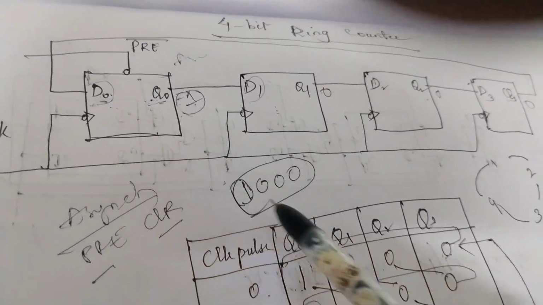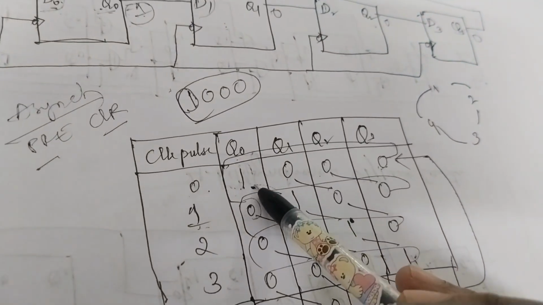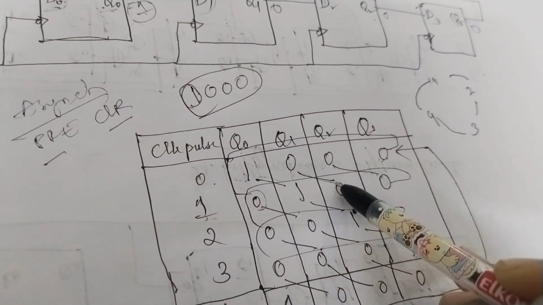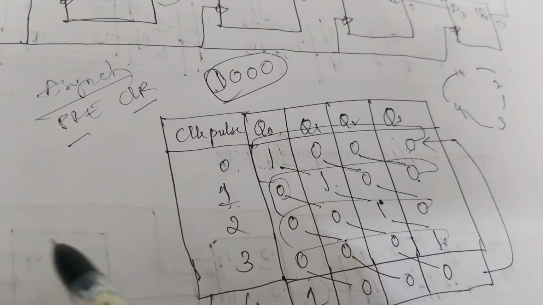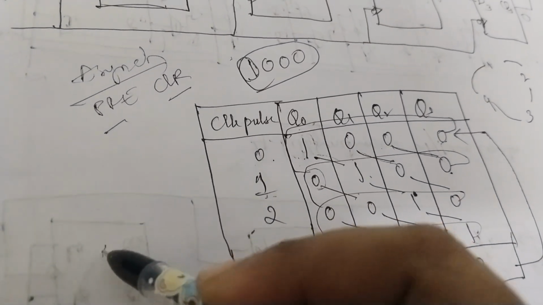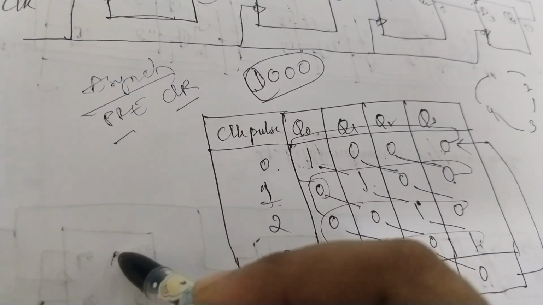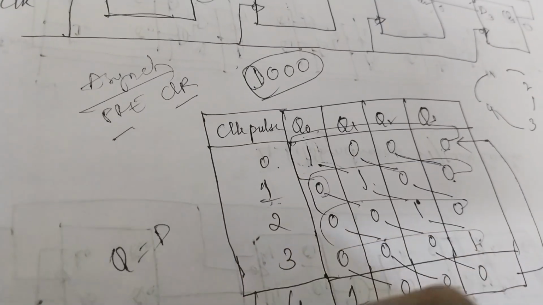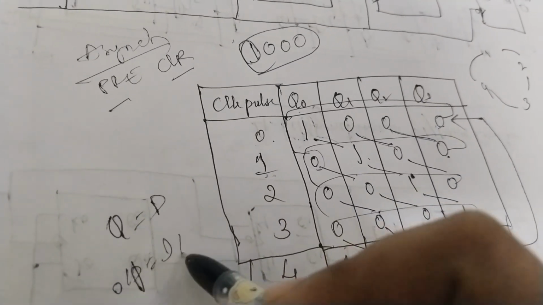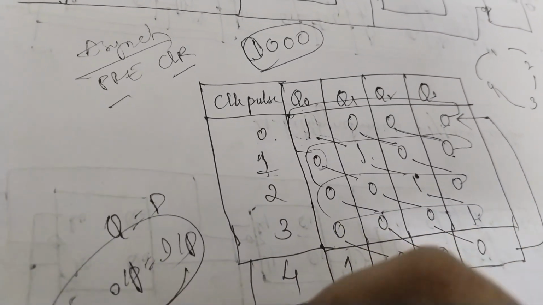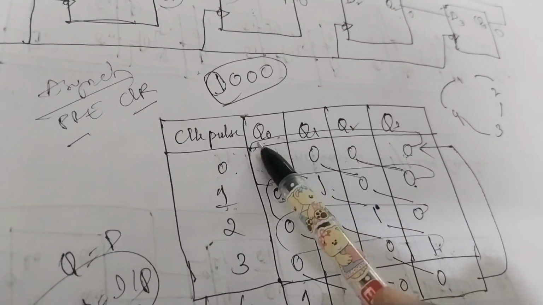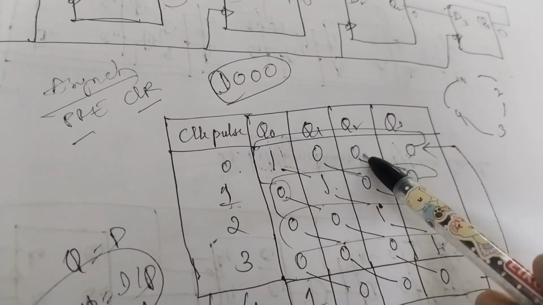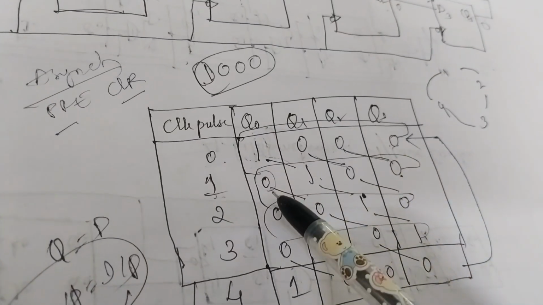That's why it is also called a shift register. This 1 is shifted here, this 0 is shifted to the next flip-flop, and this 0 is shifted to the next flip-flop. I have simply drawn it like this because the D flip-flop is the only flip-flop in which output equals input. Whatever input we give, the same output we get. So whatever D0 value we have, we get the same as Q0. D1 equals Q1, D2 equals Q2, D3 equals Q3.